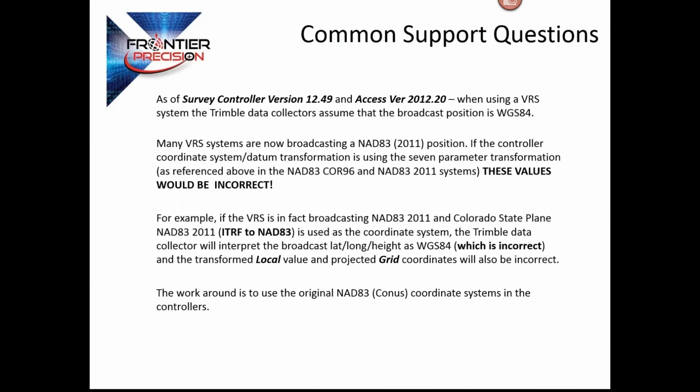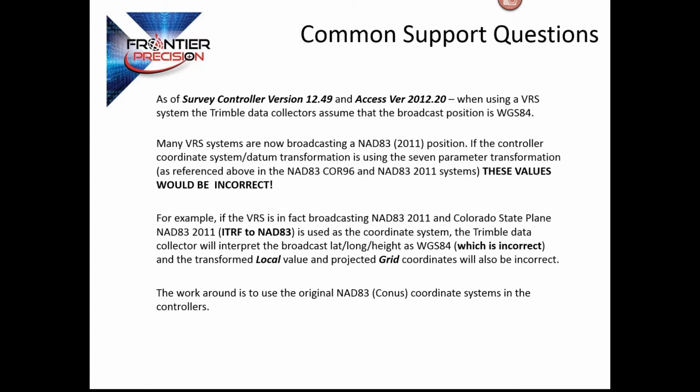So hopefully not to confuse everyone, but I want to point this out. This is extremely, extremely important because we've seen a lot of questions and problems with this NAD 83 2011, especially when it was first introduced as a coordinate system in the Trimble software, and that's both in the handheld and in TVC. So as of version 1249 survey controller and access 2012.2, when using VRS, your Trimble data collectors will always assume that the broadcast position is WGS 84.